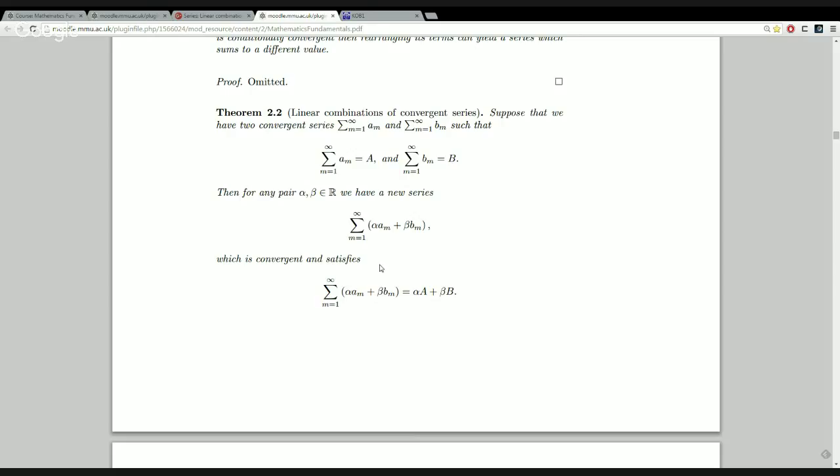So that may come in handy from time to time. Anywhere we've got two series that we know converge and we know their limits, or we can at least label them using something, then if we want to form a linear combination of the two series, we can do that. And we can also know that then that new series is convergent and it has the obvious limit.